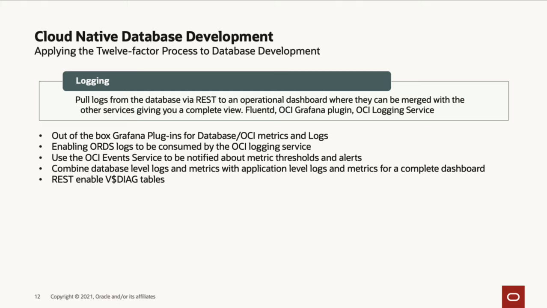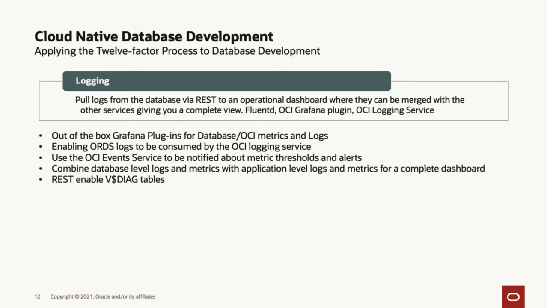The last item we're going to talk about is logging and the importance of logging. So it's not only logging, but being able to see exactly what's going on across all of your environments. So this kind of also includes metrics. Now, OCI does have out-of-the-box Grafana plugins for databases as well as all the components of OCI, which will help you feed the metrics that are going on in OCI directly into Grafana dashboards.